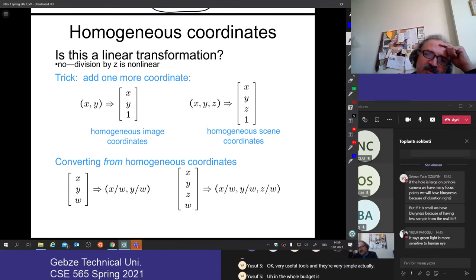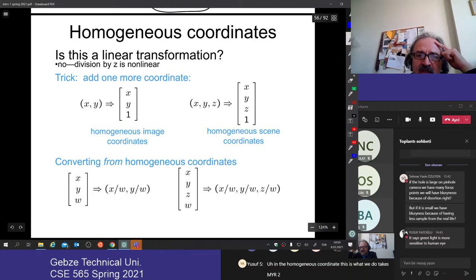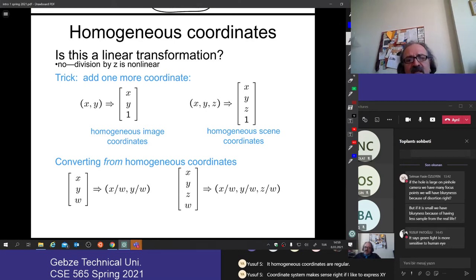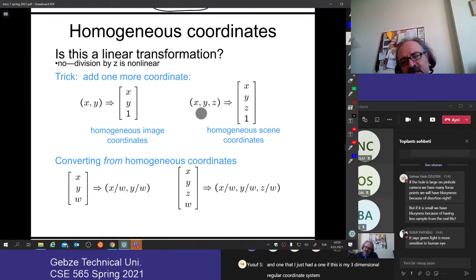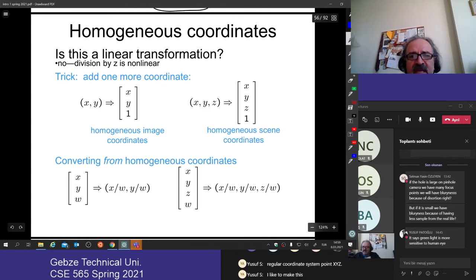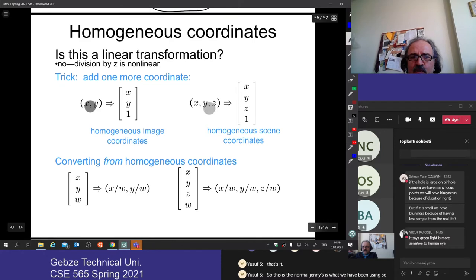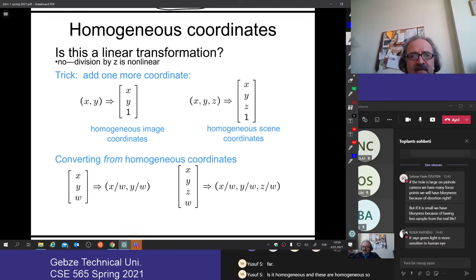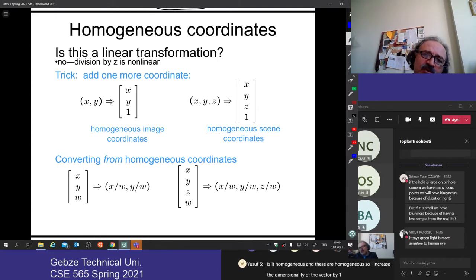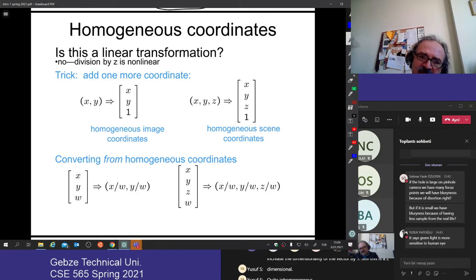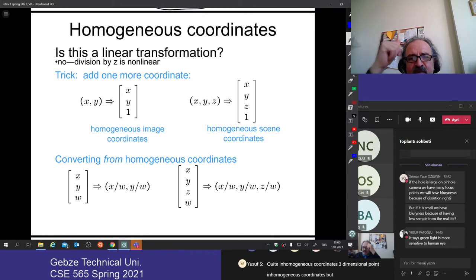In homogeneous coordinates, this is what we do. X and Y are two-dimensional inhomogeneous coordinates, our regular coordinate system. If I want to express X and Y in homogeneous coordinates, I just make it a column vector: X, Y, and 1. I just add a 1. If this is my three-dimensional regular point X, Y, Z, I make the homogeneous coordinates x, y, z, and 1. That's it. So this is inhomogeneous, what we have been using so far, and these are homogeneous. I increase the dimensionality of the vector by 1. Still, this is a two-dimensional point, and a three-dimensional point in homogeneous coordinates, but I express them using one more number.